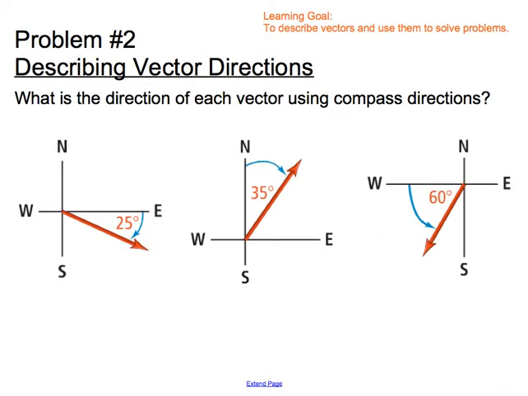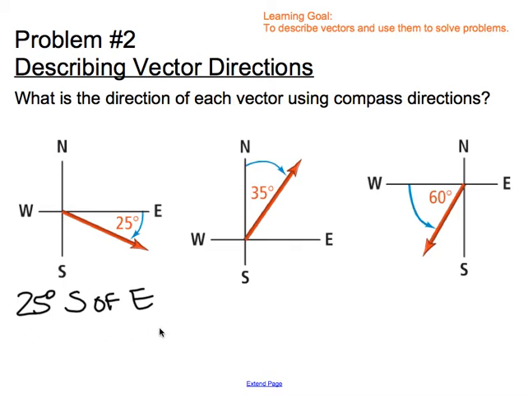Oftentimes we use compass directions to describe vectors. It's really handy to know what we're talking about when we're using compass directions. So the first thing that we do is we write the actual degree angle. So it's 25 degrees. We describe the direction it's headed from the base direction that it started. So this leftmost picture is 25 degrees south of east.